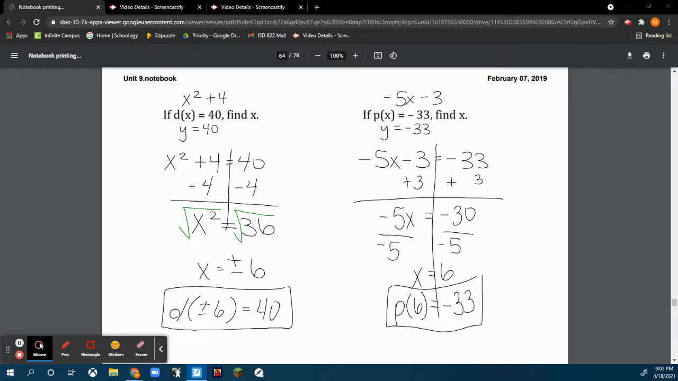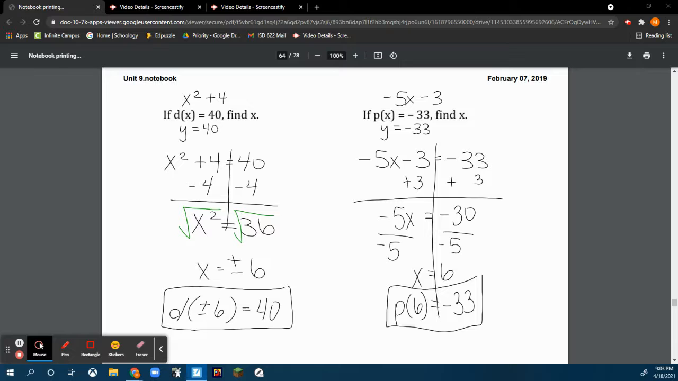Let's solve that. First thing you want to do is subtract 4. It's 36 equals x squared. Can't have an x squared. We've got to take the square root of both sides. So we're going to get that x equals plus or minus 6. So d of plus or minus 6 equals 40. And you're all done. Let's try this one over here.